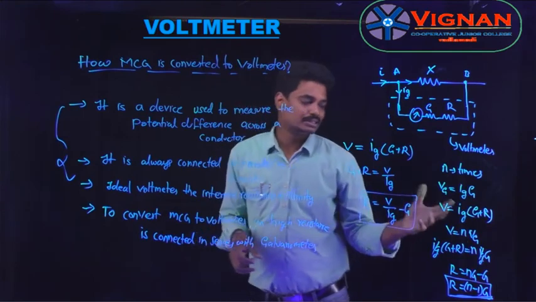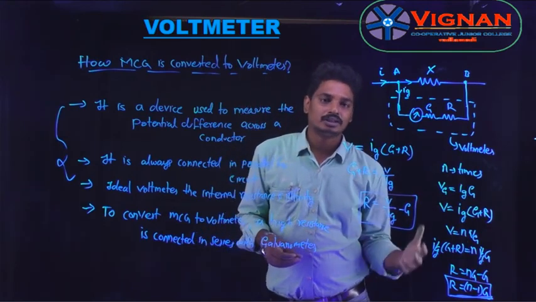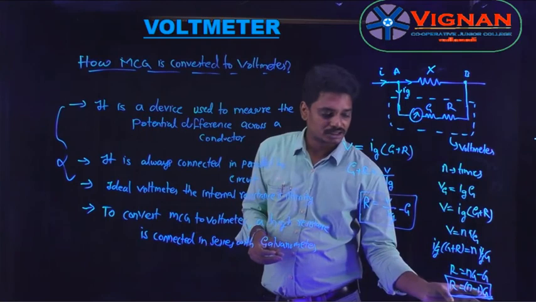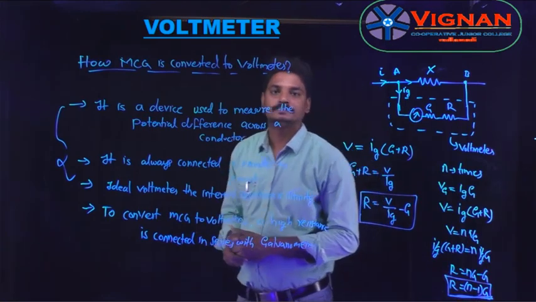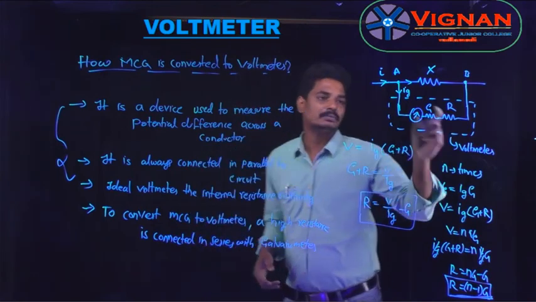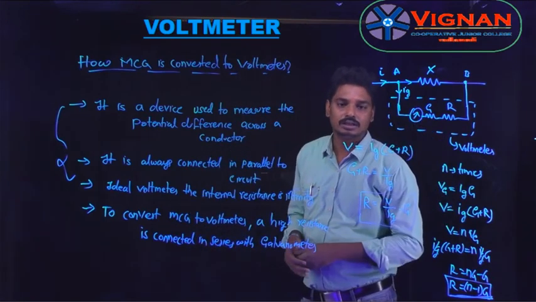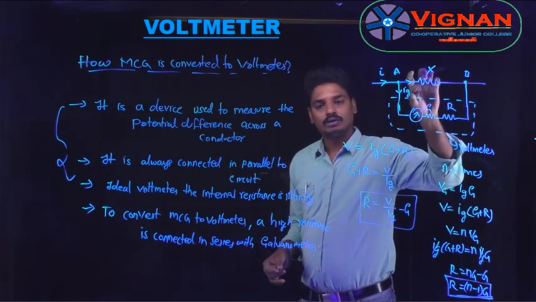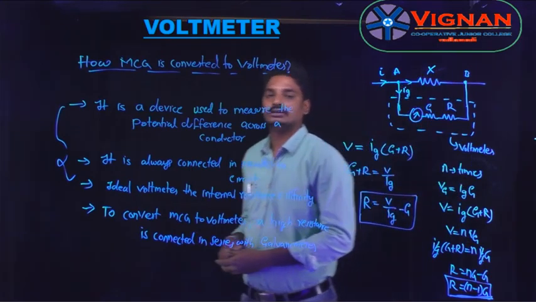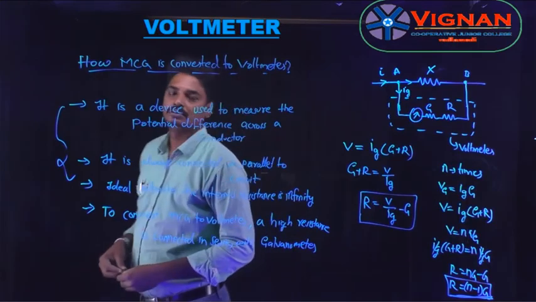So to increase the range of the voltmeter by n times, the resistance to be connected is R equal to (n minus 1) into G. By knowing the internal resistance and the current flowing through the galvanometer, we can calculate the potential difference across the circuit. Okay, thank you.